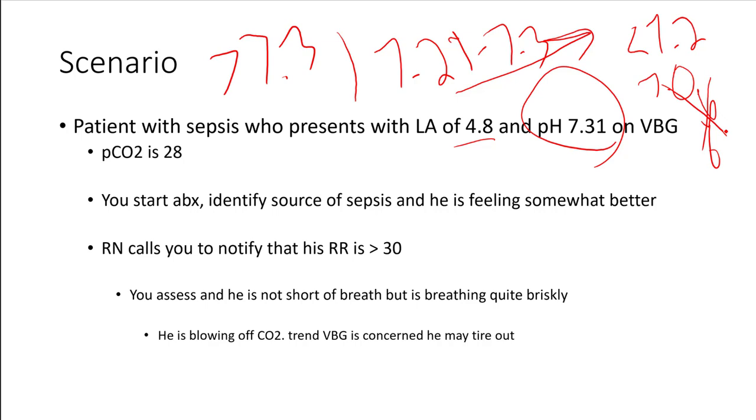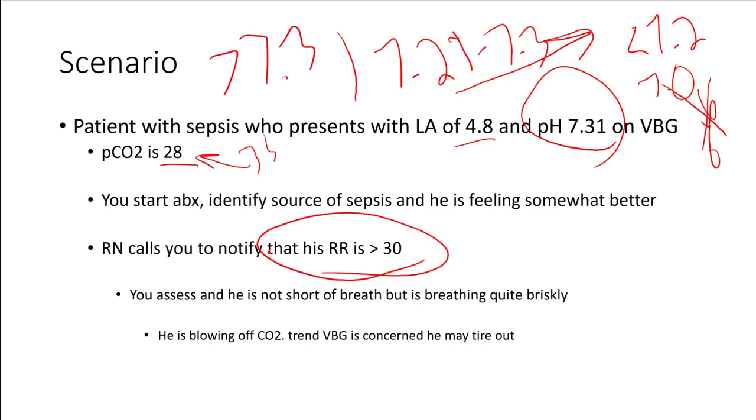So back to this scenario, we've got our pH there. Our PCO2 is actually in the lower range. It's below 35. So that's either compensation or inadequate compensation, depending on other factors like the Winter's formula. But this patient's on antibiotics, they're treating sepsis, he's feeling better, and you get called by the nurse because the patient's breathing 32 times a minute. You go look at the patient, and he looks great. He's got 2 thumbs up.